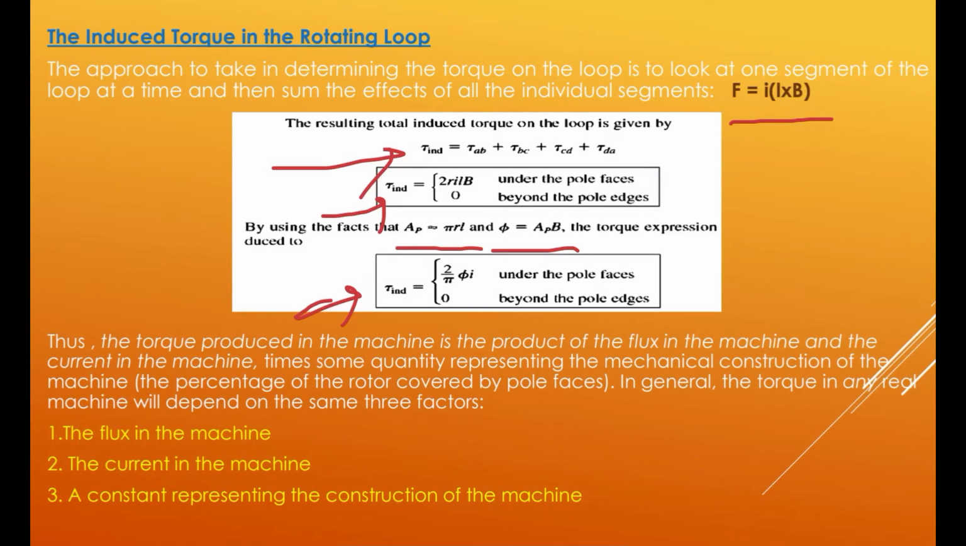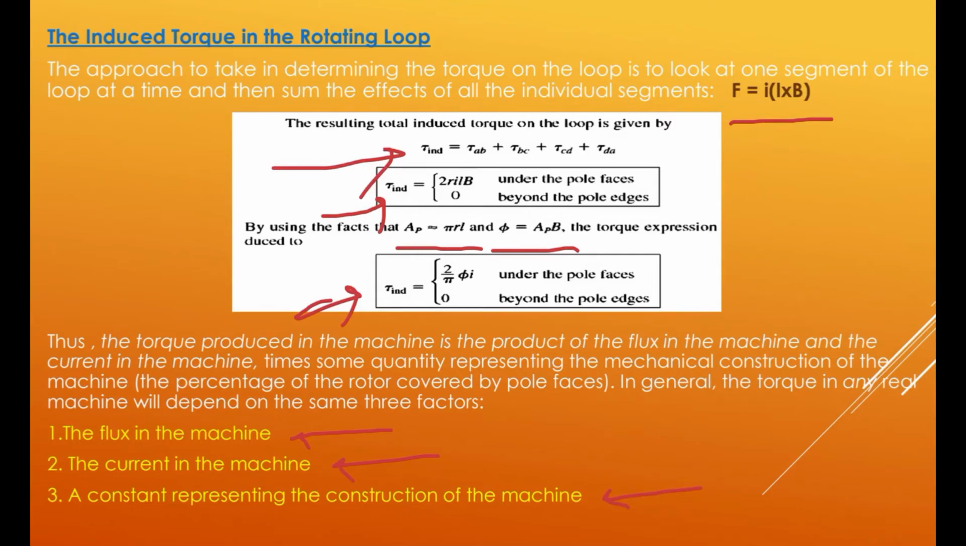Thus, the torque produced in the machine is the product of the flux in the machine and the current in the machine times a constant, the same quantity representing the mechanical construction of the machine: the percentage of the rotor covered by pole faces. In general, the torque in any real machine will depend on the same three factors. What are they? The flux in the machine, the current in the machine, and a constant representing the construction of the machine.